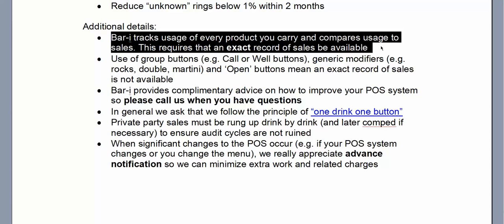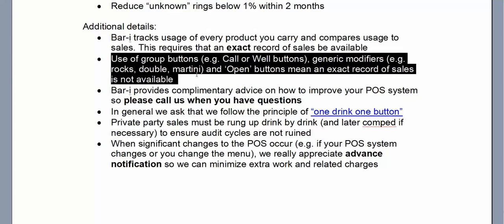And then the other issue is, again, we don't have a precise record of exactly what those extra ounces of beer sold in 23 ounce were, whether they were Bud Light or other items. So the worst case of not having a complete sales record is to use call well buttons. Call well, premium, super premium is the typical way it's done. That is very, very costly to your bar business. I can't emphasize enough, if you're doing that at your bar currently, we need to talk.